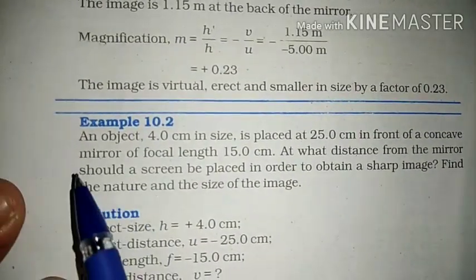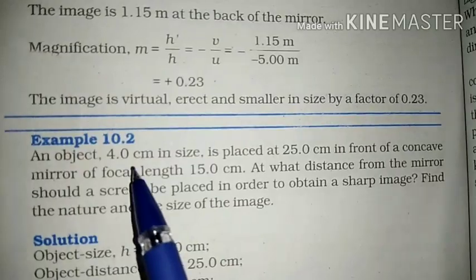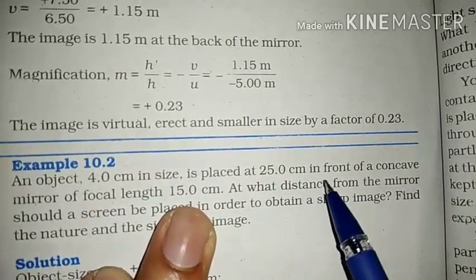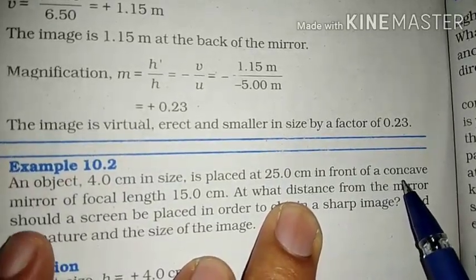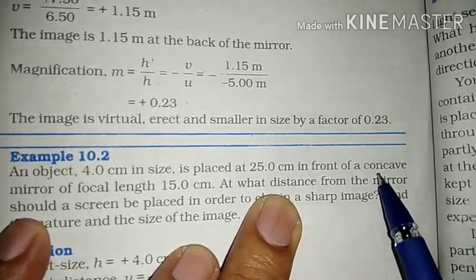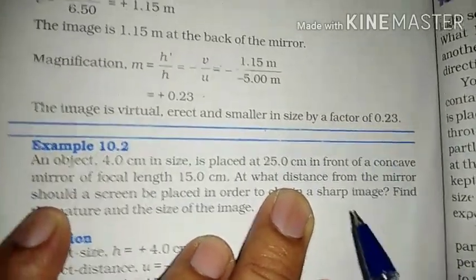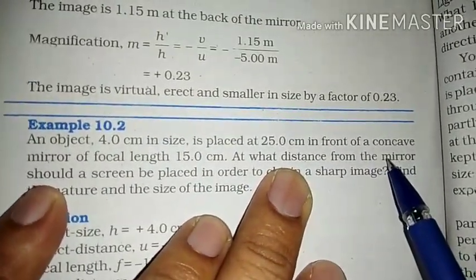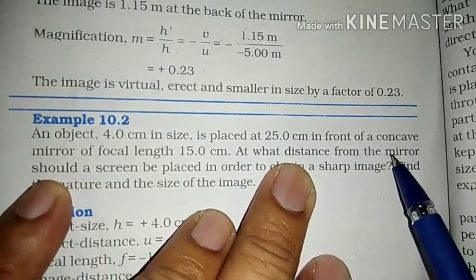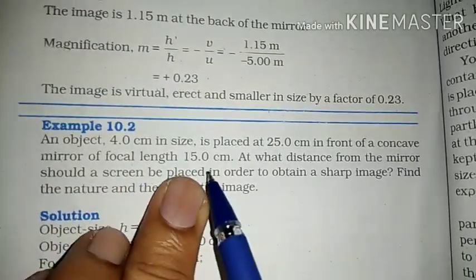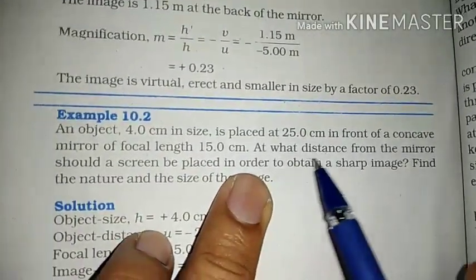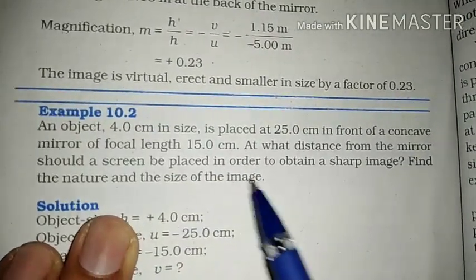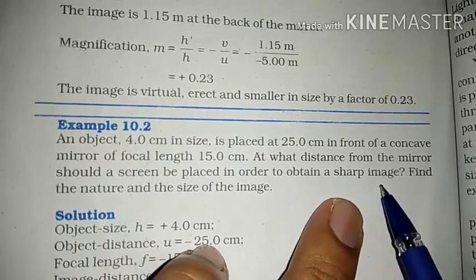So what is the question here? An object 4 cm in size is placed at 25 cm in front of a concave mirror. Now the scenario has changed. In the first question it was a convex mirror, here it is a concave mirror. So you have to use your concept of sign convention. The focal length is 15 cm. At what distance from the mirror should a screen be placed in order to obtain a sharp image?